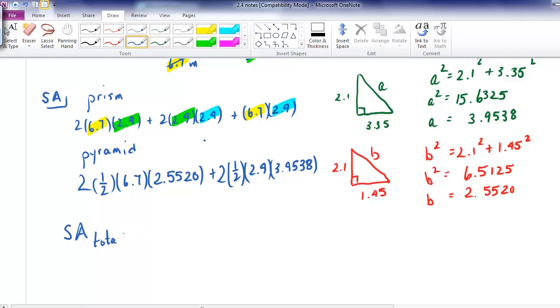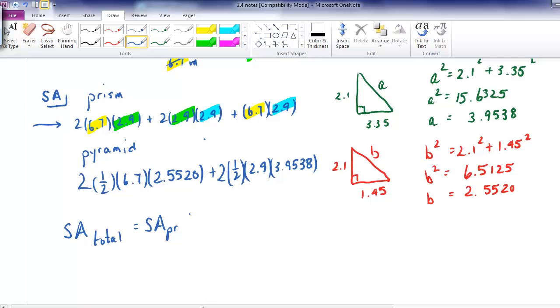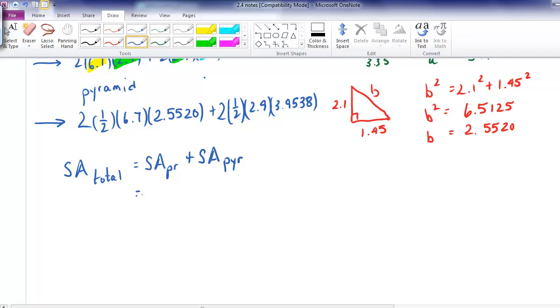So when you put all of that together, and again, you could do this as you go along, the surface area total is equal to the surface area of the prism, which is this right here, plus the surface area of the pyramid, which is this right here. You've either figured that beforehand, or, which is probably a better idea, plug it all into your calculator, and either way, we're going to end up with 103.7 square meters.